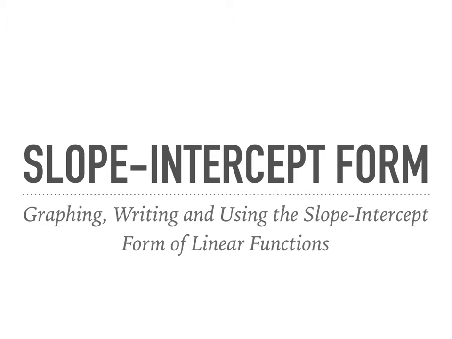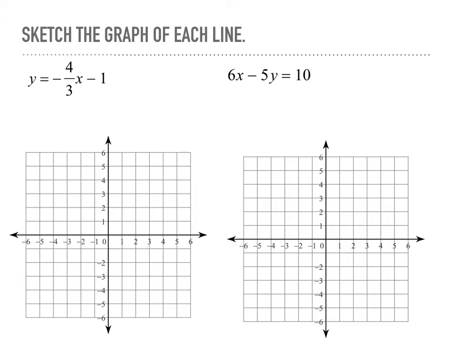Slope-intercept form. Graphing, writing, and using the slope-intercept form of linear functions. Let's start by graphing two lines, one of which is given in slope-intercept form, where m is the slope, b is the y-intercept. Let's graph the y-intercept first. So we'll put a dot at -1 on the y-axis.